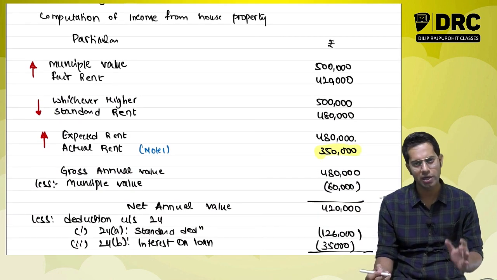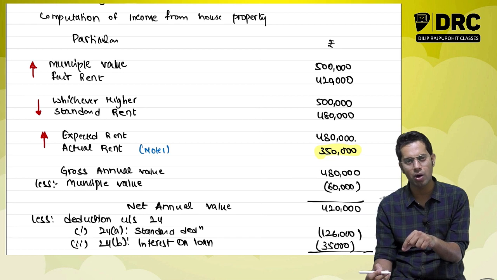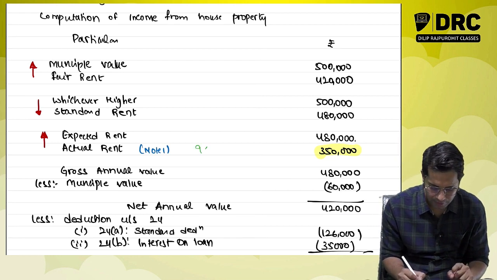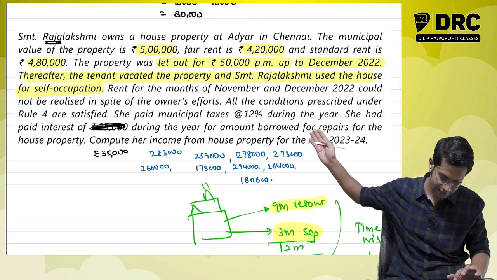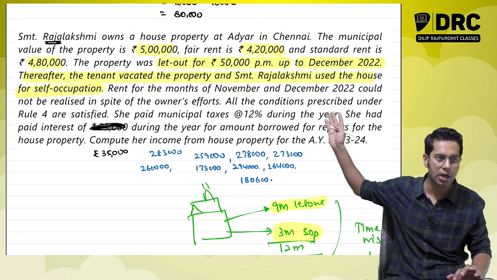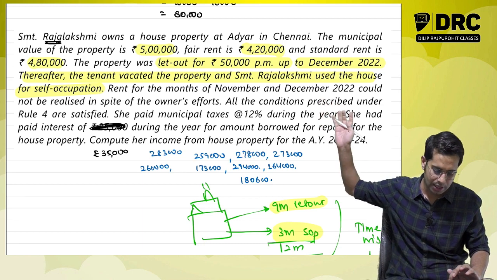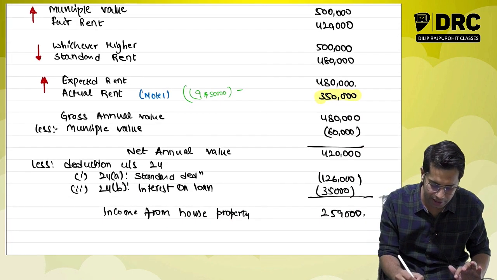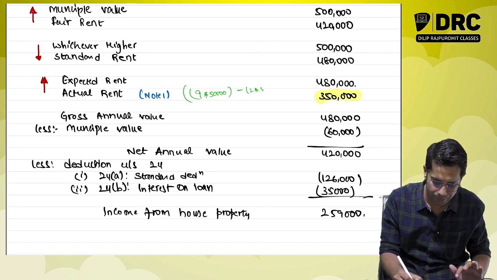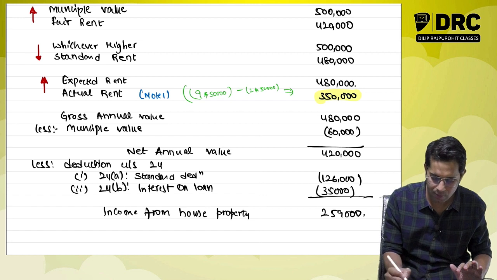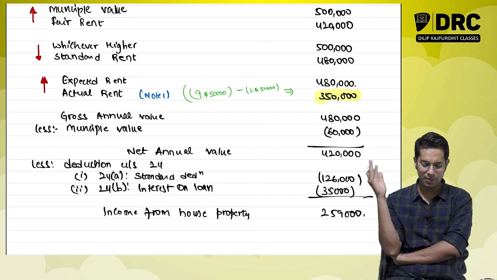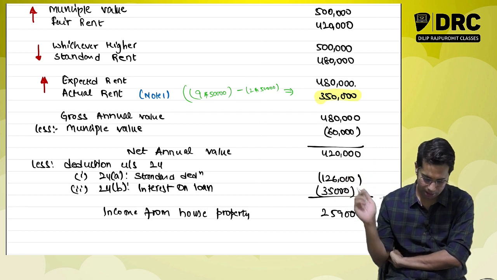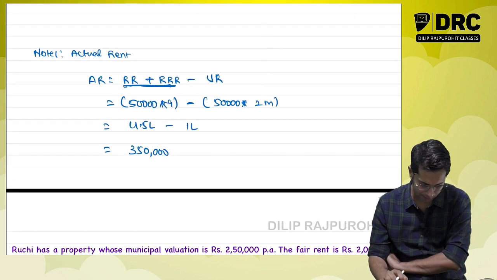What will be the actual rent, sir? Actual rent is whatever amount you have actually received. You have received the rent for 9 months, correct? So it will be 9 months into 50,000 rupees, minus 2 months rent she has not paid. They say that rent for the months of November and December was not paid in spite of efforts. So because it is not paid, it is unrealized rent, minus 2 months rent. The amount comes to 3,50,000. This is the actual rent. Compare the actual rent with the expected rent. Whichever is higher, 4,80,000, accordingly you will get income from house property.